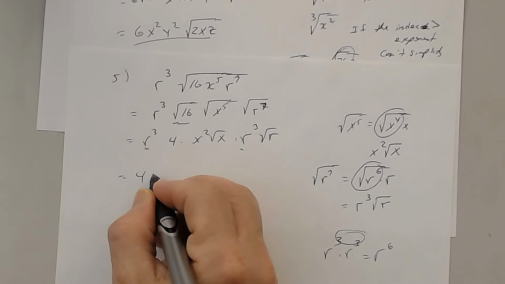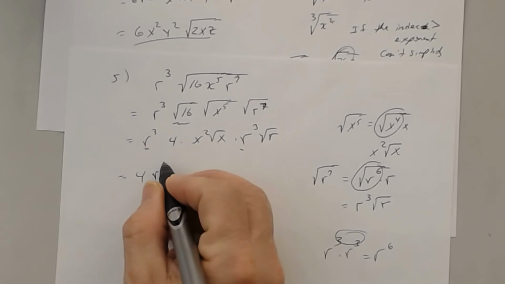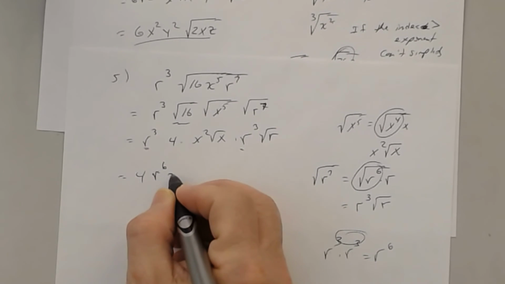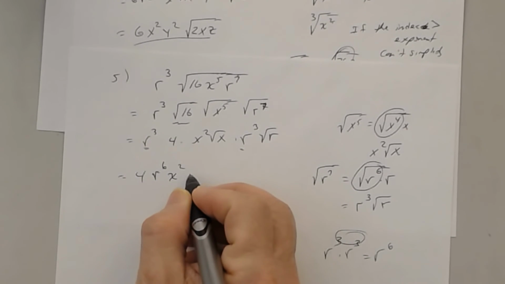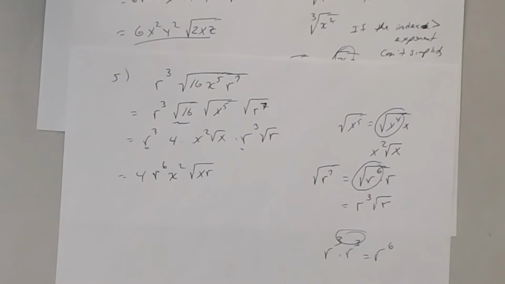ABC, I'm trying to do my ABCs. R to the 6 is first. R to the 6, x squared, times the square root of rx or xr. It really doesn't matter. Okay? All right. Any questions?